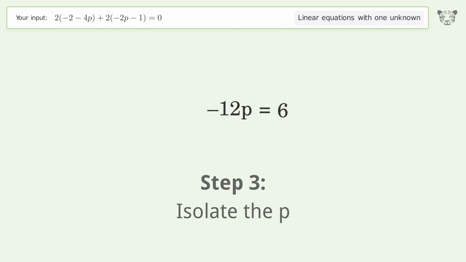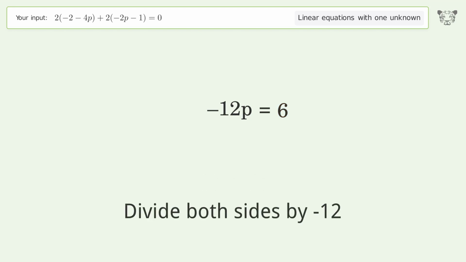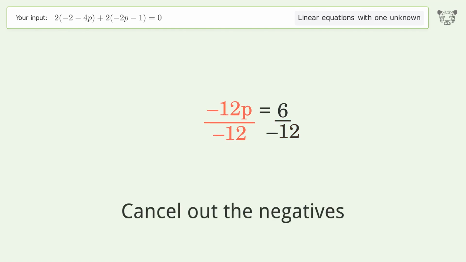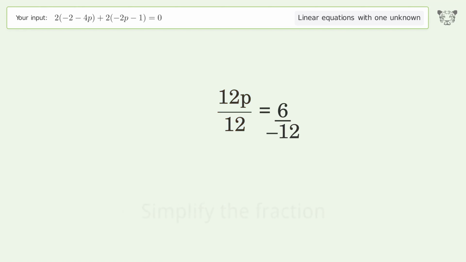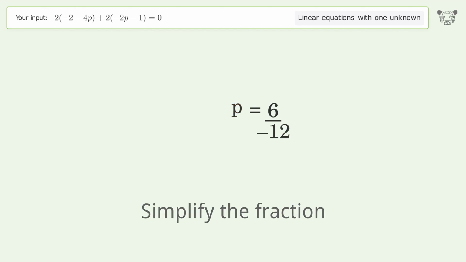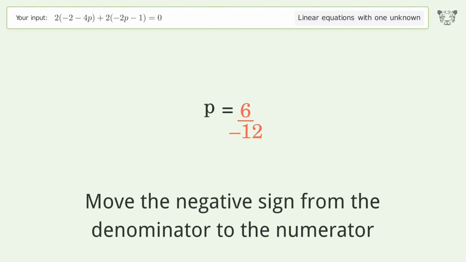Isolate the p. Divide both sides by -12. Cancel out the negatives. Simplify the fraction. Move the negative sign from the denominator to the numerator.